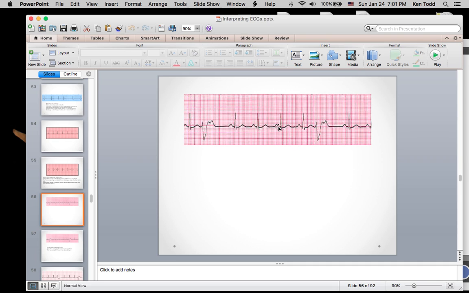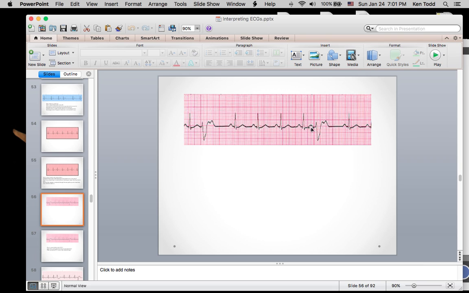So I have a pretty good run here of 4 beats. They're more than 3 squares apart, less than 5, so I know I have a normal rate. I'm not too fast, I'm not too slow. I have P waves for every one. They're normal and upright. I have narrow QRS complexes, good upright T waves, 1 P wave for every QRS complex.